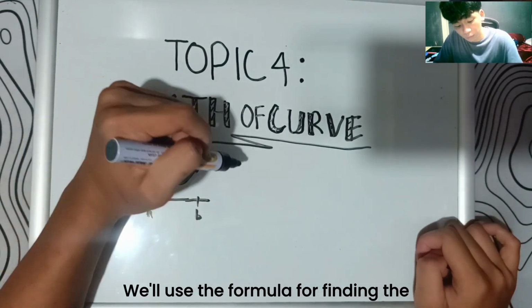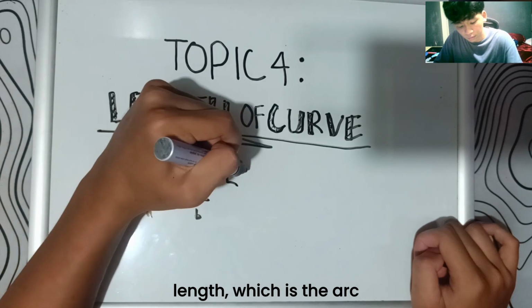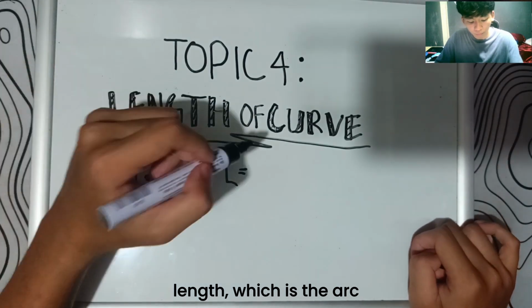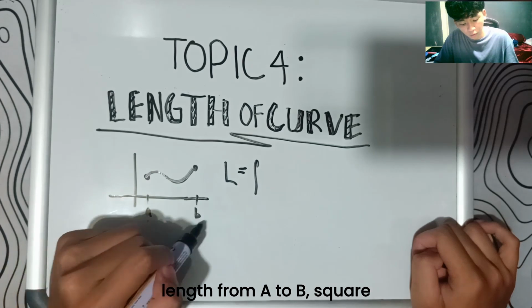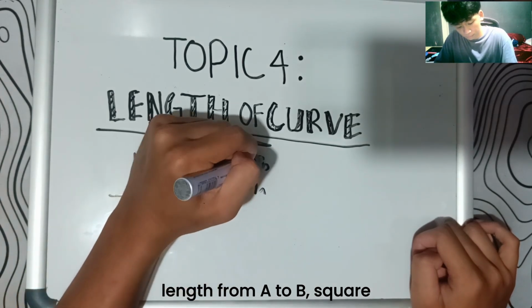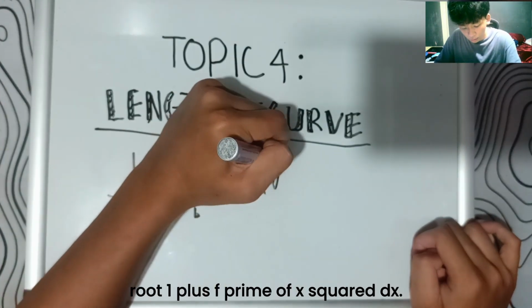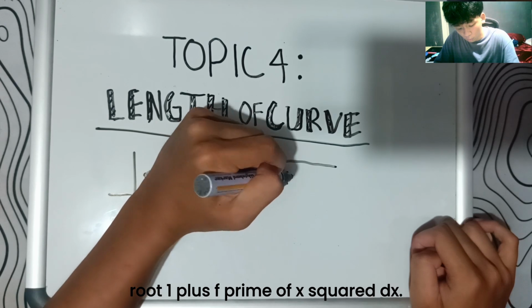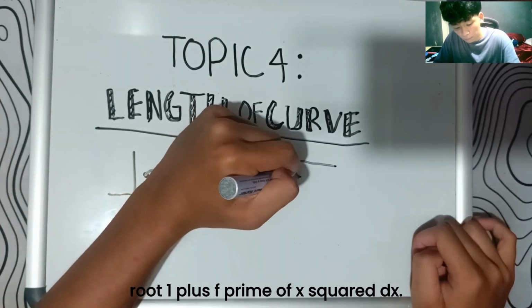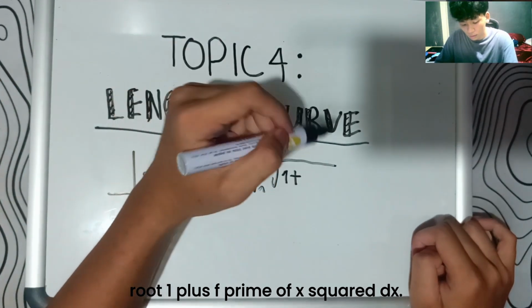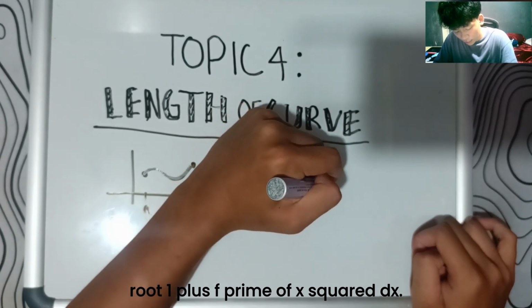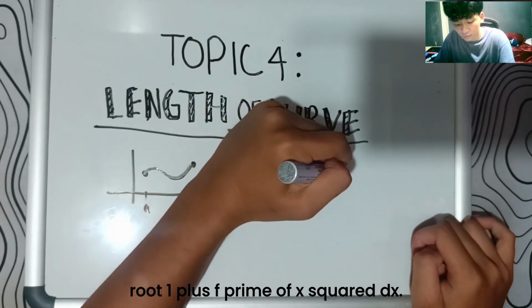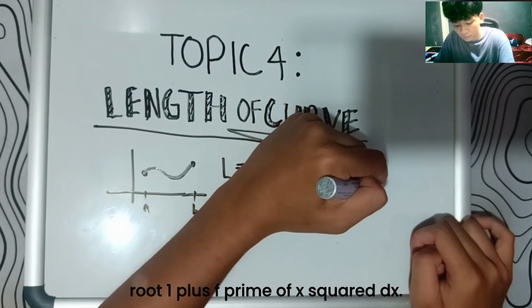We'll use the formula for finding the length, which is the arc length from A to B of the square root of 1 plus f prime of x squared dx.